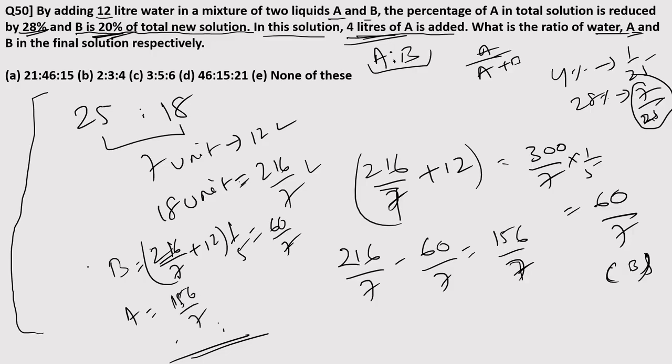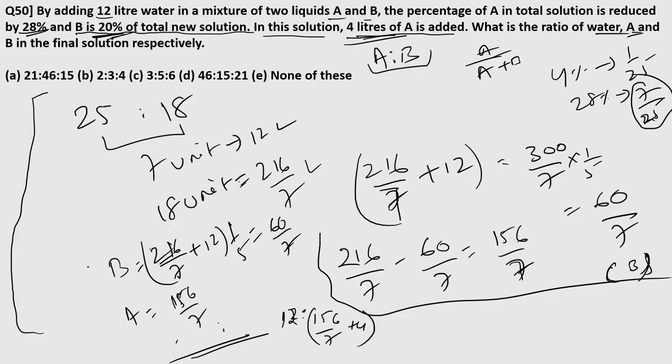Now we can find the ratio directly. Water is 12, and this is 156 by 7 plus 4, this is A, and B is 60 by 7. So this ratio has to be my answer. This is basically coming out to be 21 is to 46 is to 15. This is the answer. I hope it is clear.